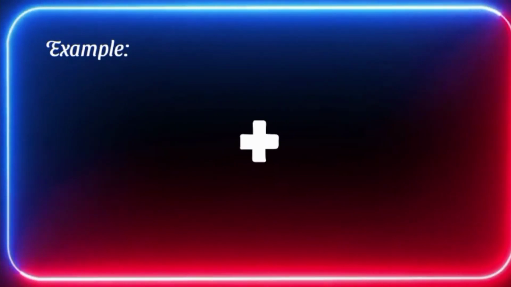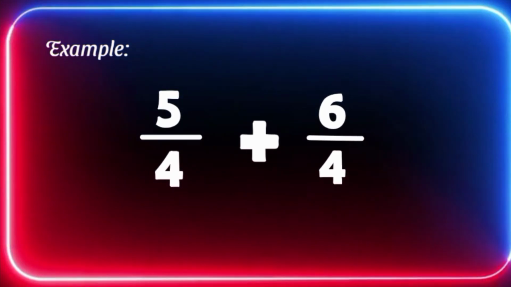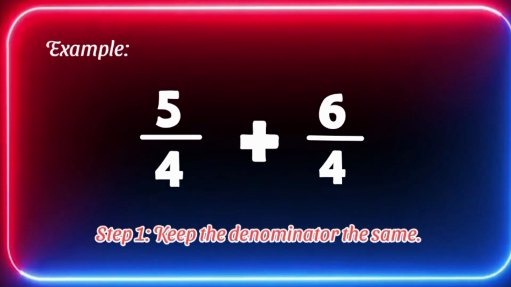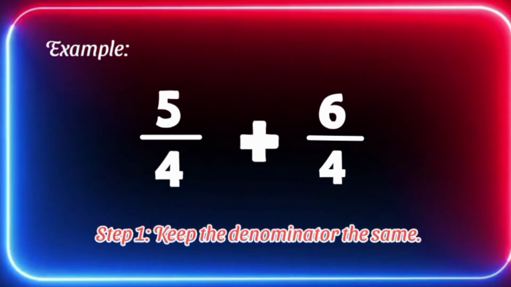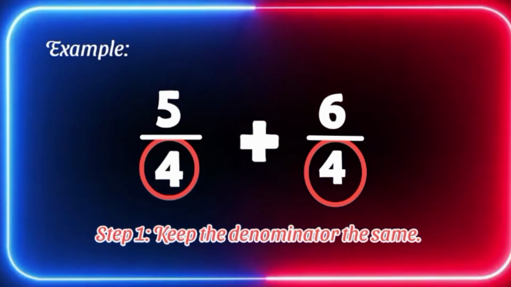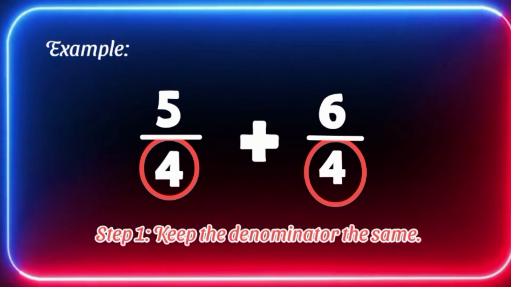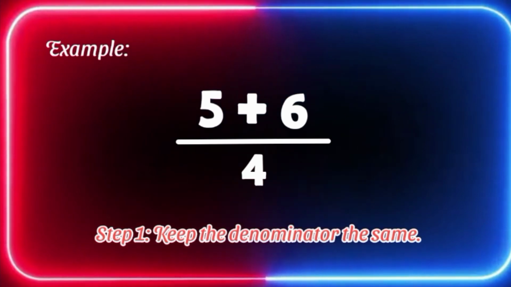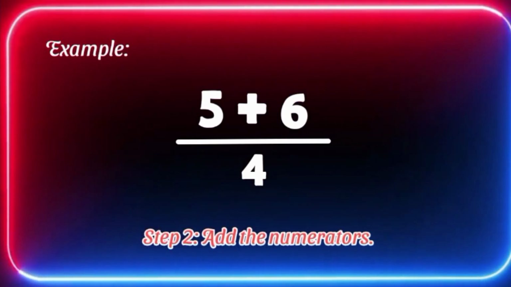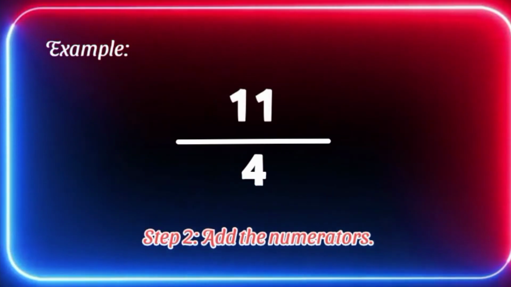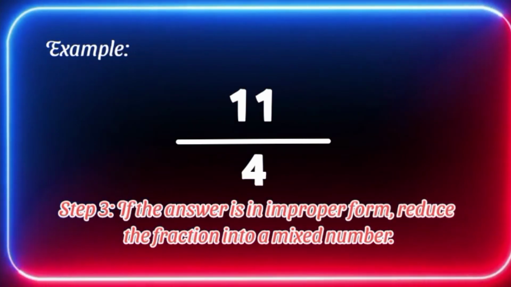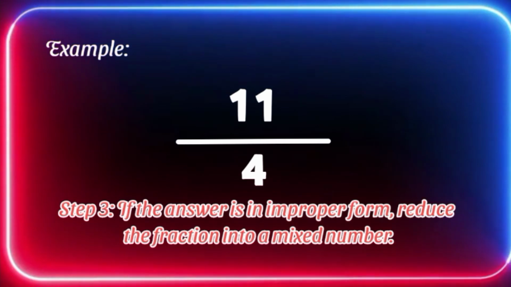Okay, now let us try this one. Add the fractions 5/4 and 6/4. Now let us first follow the steps. Step 1. Since the two fractions have the same denominator, keep the denominator the same. Step 2. Add the numerators. Step 3. Thus, after adding the numerators, we have 11/4, which is more than a whole.